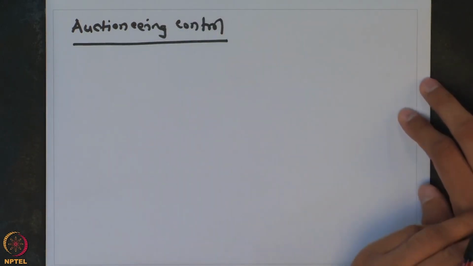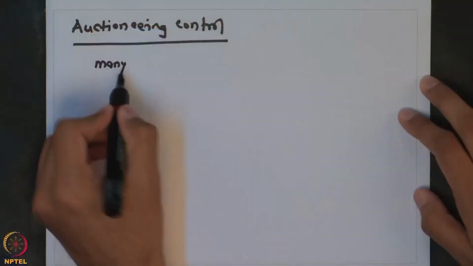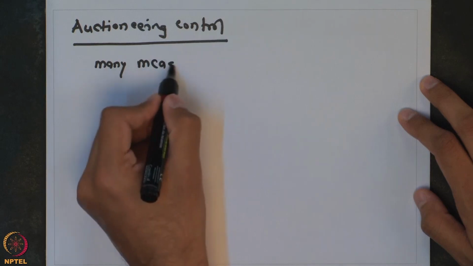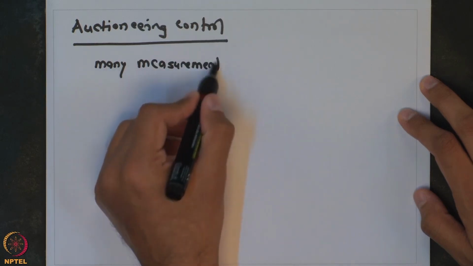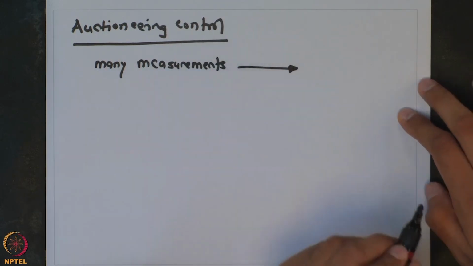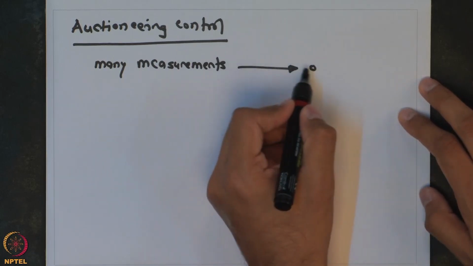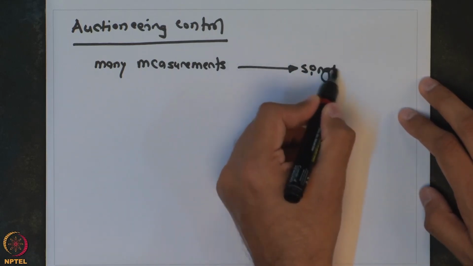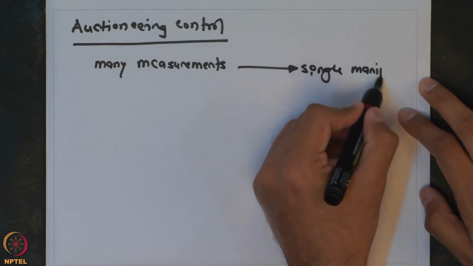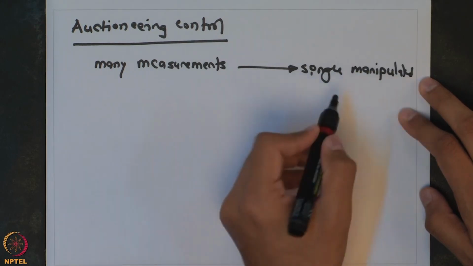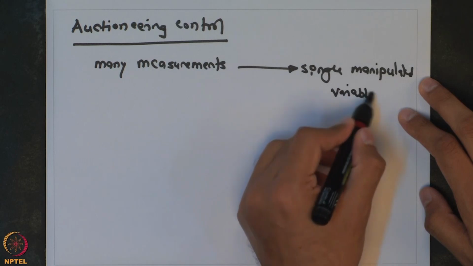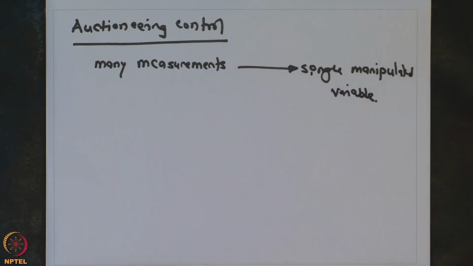This is also part of selective control in such a way that there are many measurements which are used, but eventually there is only a single manipulated variable. If I want to contrast this with override control, in override control also we had, so this is auctioneering.